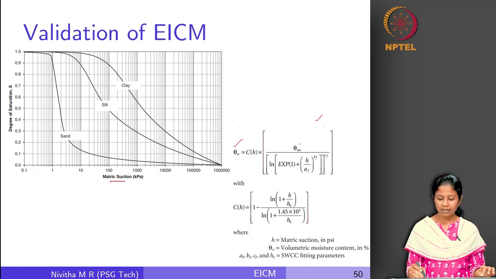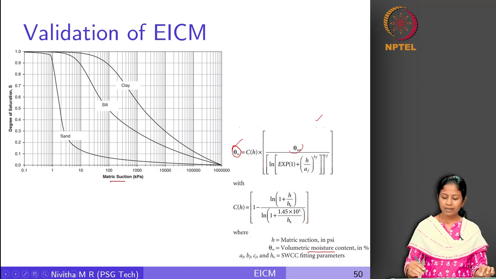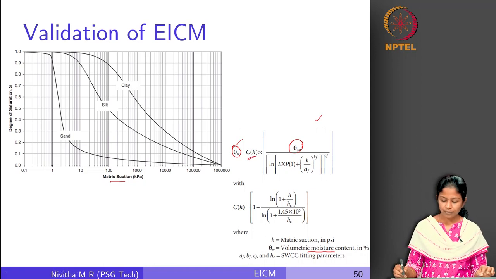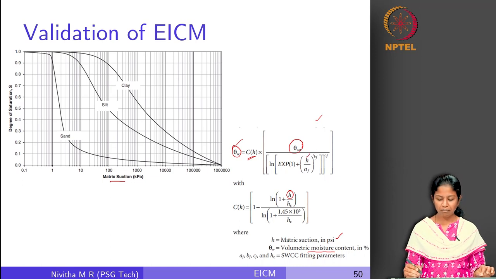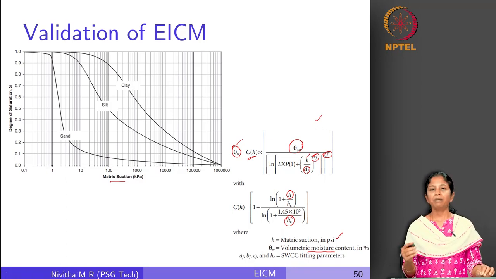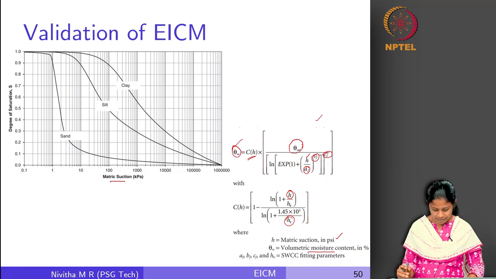We can see here, it is a function of theta W, which is nothing but the volumetric moisture content. This depends on theta s, which is the saturation water content, and a constant C of h. This constant has h as the matric suction, and all the other parameters, af, bf, cf, h r, are fitting parameters or constants.